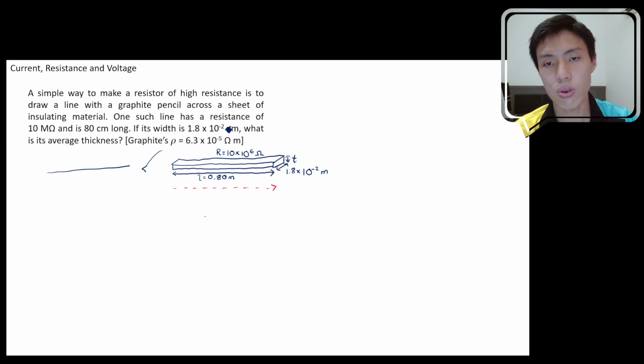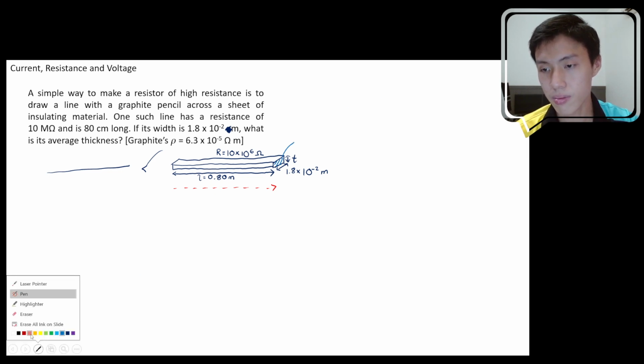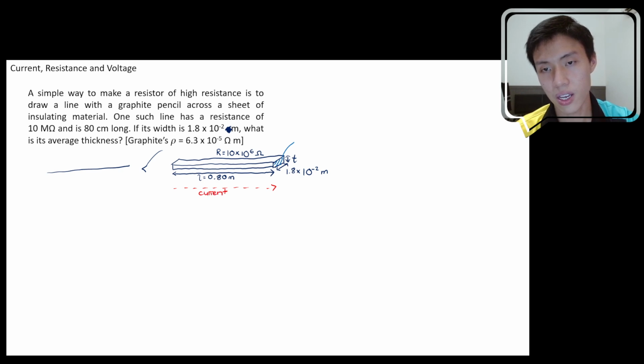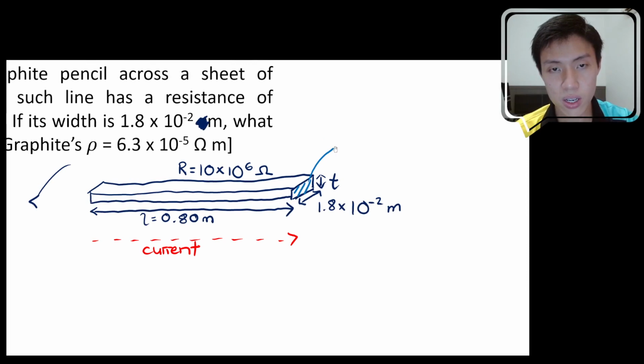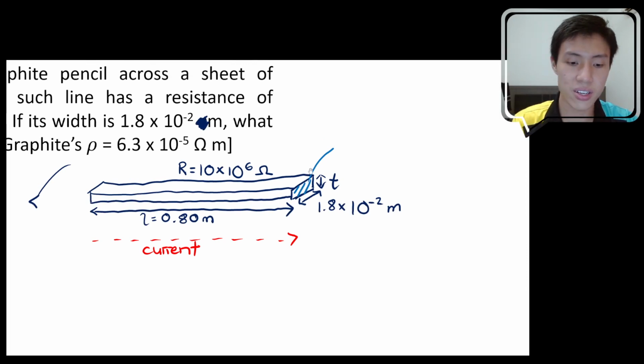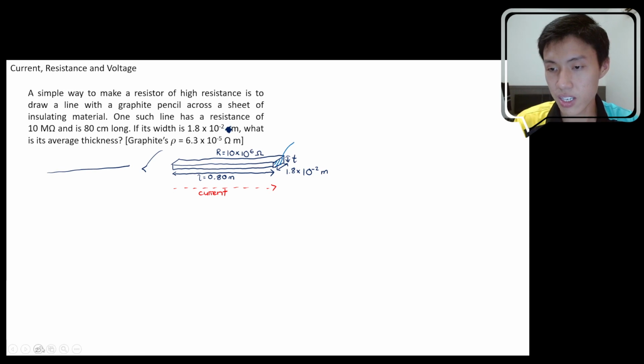Okay, so if we know that, then we can see that this here will be our cross-sectional area. Okay, if our current is flowing this way, then this surface over here will be our cross-sectional area. Okay, so let's label it as cross-sectional area A.